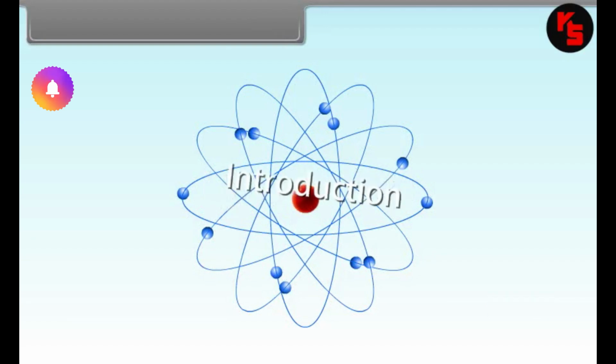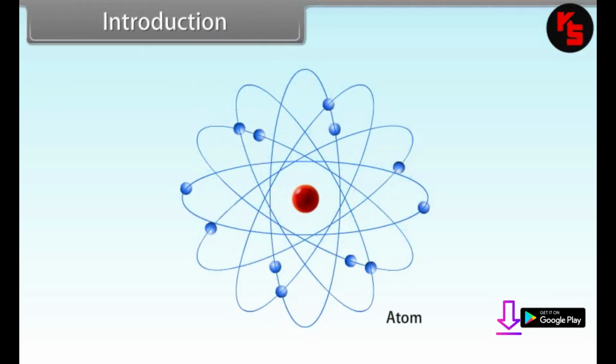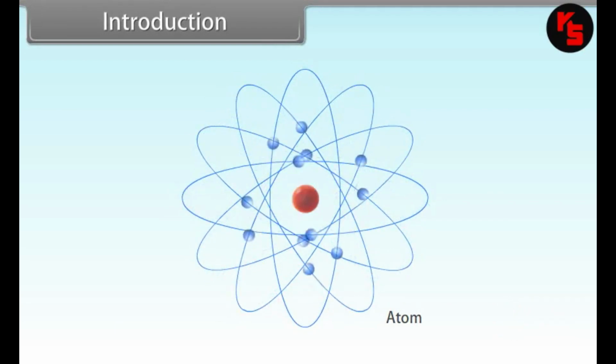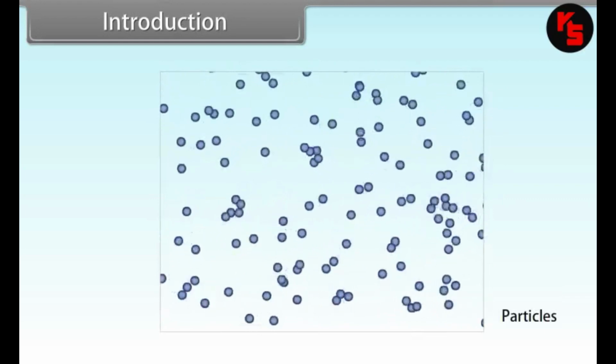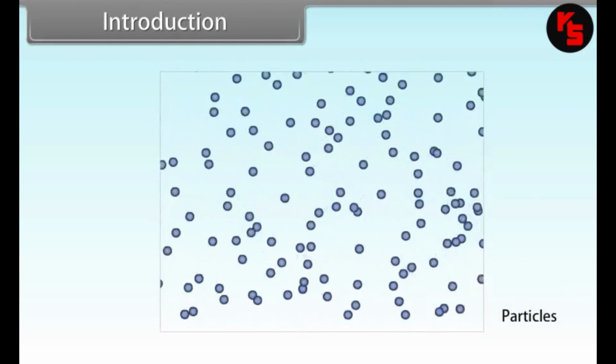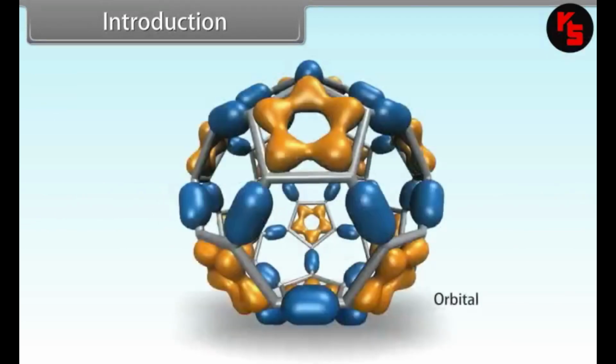Introduction. Hey kids, today we will learn the quantum mechanical model of the atom. Matter has dual behavior, wave as well as particle. Heisenberg's uncertainty principle is only applicable to small particles such as electrons. The region of the atom where the probability of finding an electron is maximum is called an orbital.